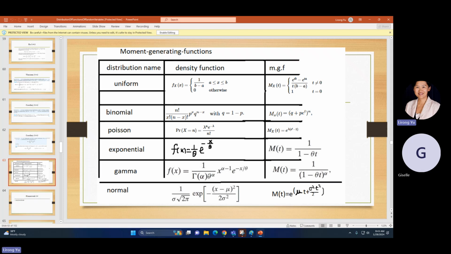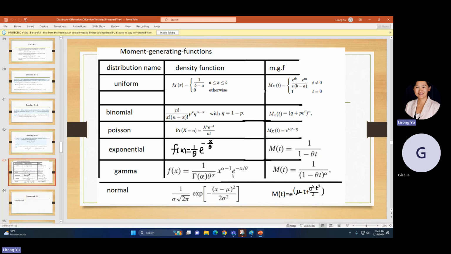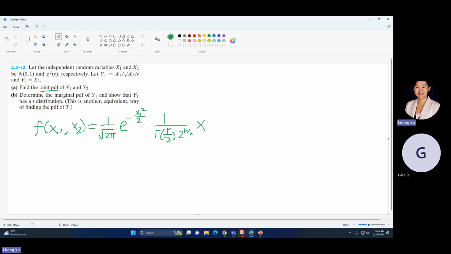Okay, just try to compare. This is a gamma distribution density, but the chi-square distribution is a special gamma distribution. So this is supposed to be theta over alpha. Theta is 2, alpha is r over 2. And this is supposed to be x to the alpha minus 1, so this is x to the r over 2 minus 1.